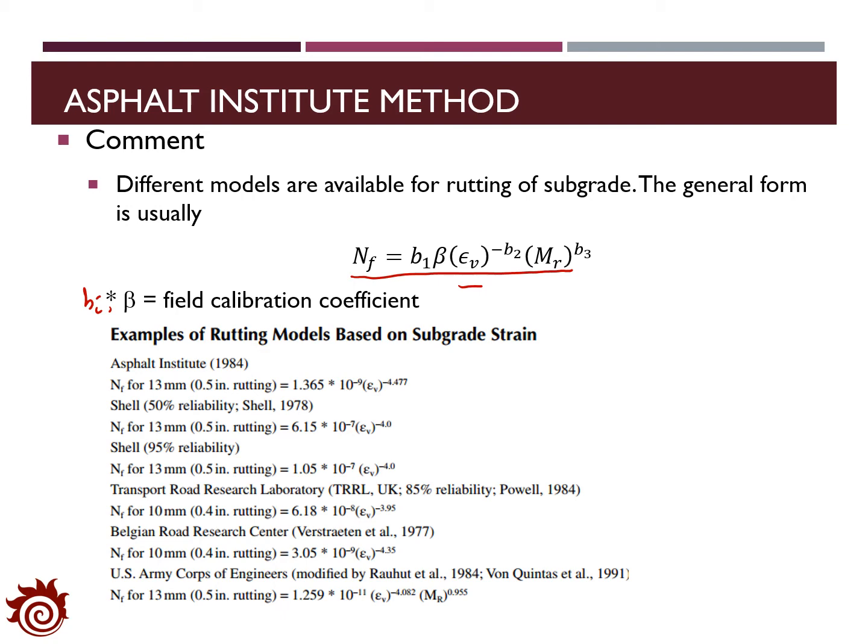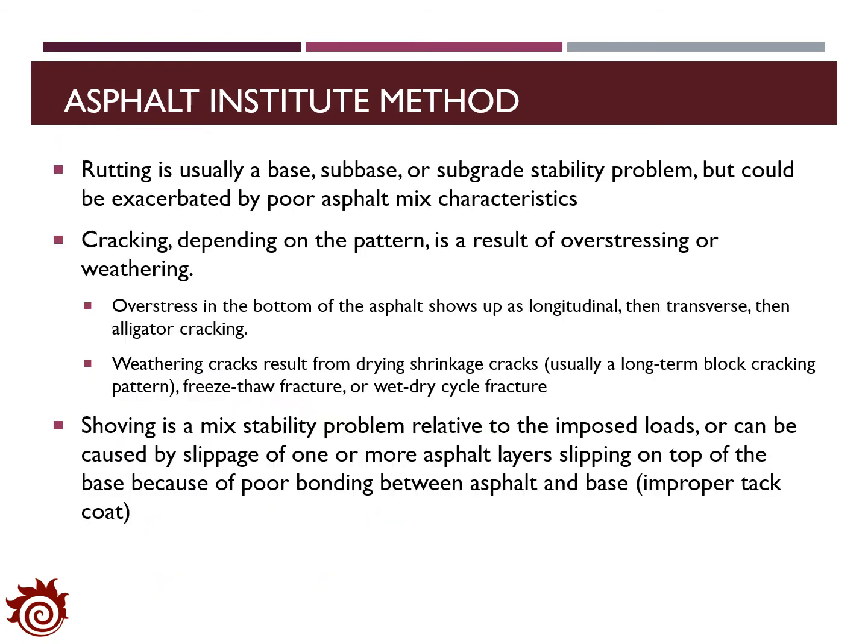In this equation, Bi and beta are the coefficients calibrated from the field and the lab experiment. Also, at the bottom of this page, there are some examples about the rutting model based on the subgrade strain, and it can be applied for different rutting depths, could be like 0.5 inch or 0.4 inch.